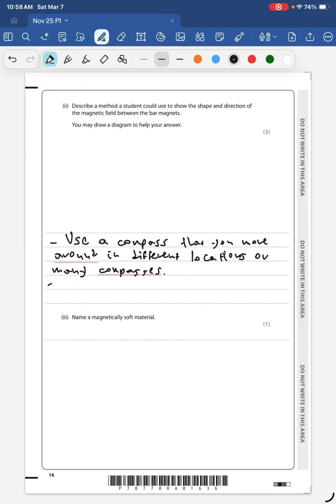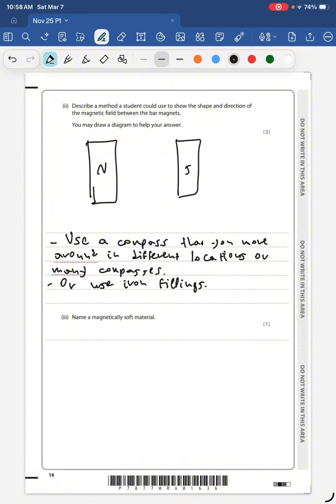You can also use iron filings. And the idea is that this is the north pole, this is the south, so you can put compasses that will point something like this, right? And then you can connect the dots. If you have three compasses pointing in the same direction like that, you connect them and you draw an arrow. So something like that.